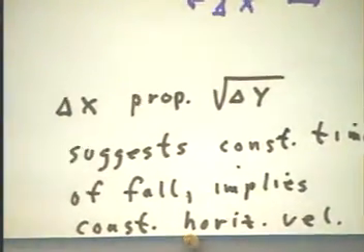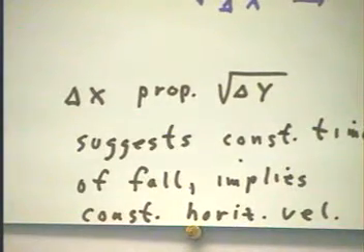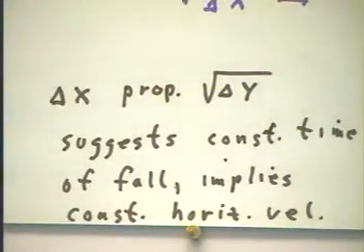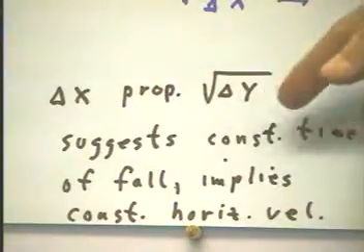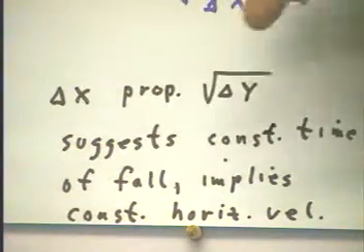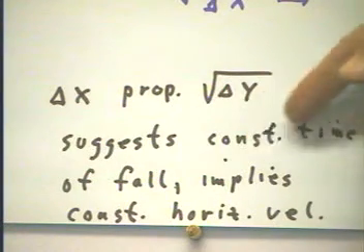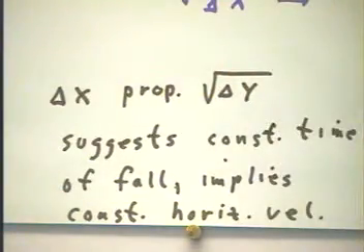The fact, as we saw earlier, that delta x is proportional to the square root of delta y suggests a constant time of fall and implies a constant horizontal velocity. We'll work through the details later, but just the fact that delta x is proportional to the square root of delta y suggests these two ideas: that the time of fall when the ball comes off at a horizontal is constant, and the horizontal velocity is therefore constant.